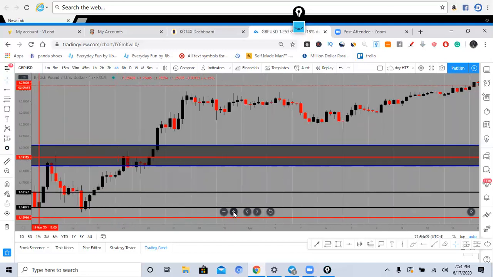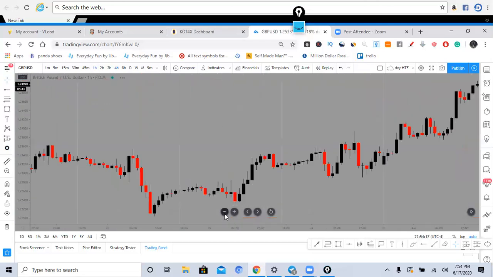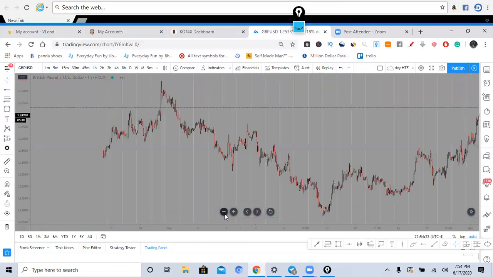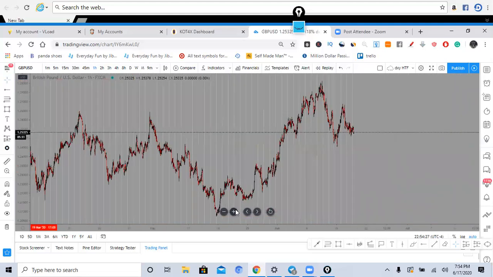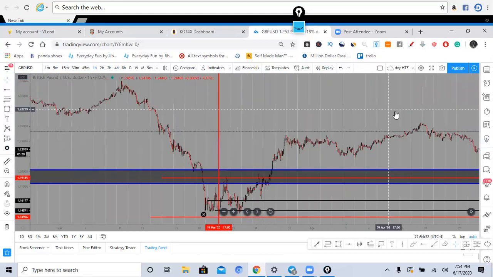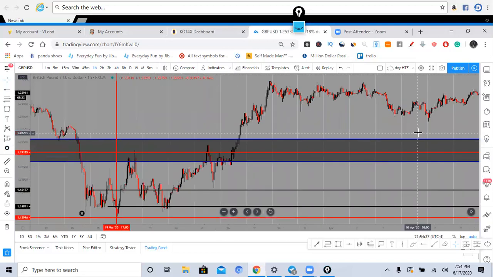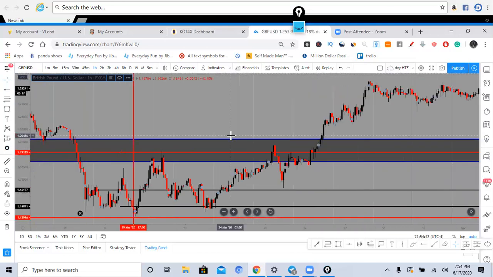So as you can see, price comes back into this rejection block area. Now let's see what we would have had on a 1-hour chart at those 4-hour levels. Okay, so check this out. These are those 4-hour levels that you'd have been looking at.